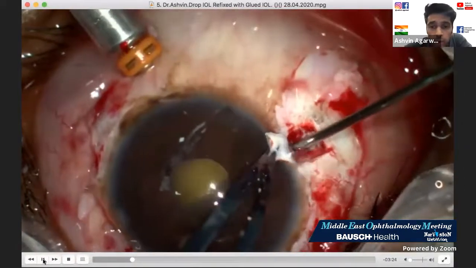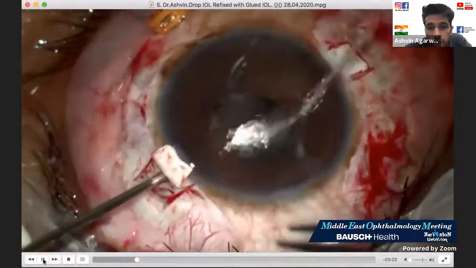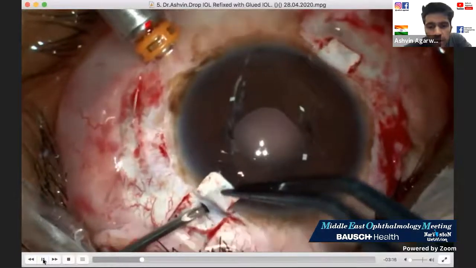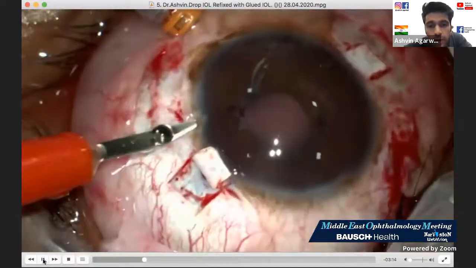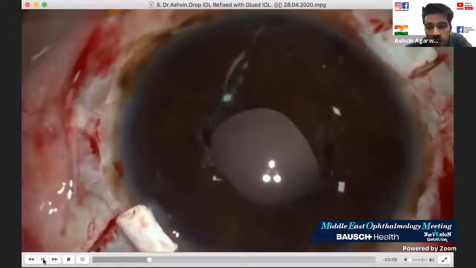Now I've made my sclerotomies 0.75 millimeters behind the iris. Again, watch, it's coming behind the iris. I try to extend that wound a little bit. I'm making my side port entry. My main incision is ready.